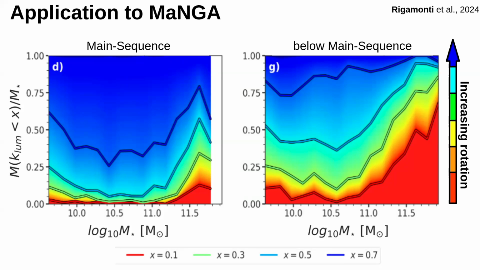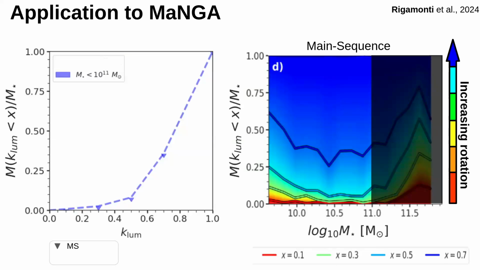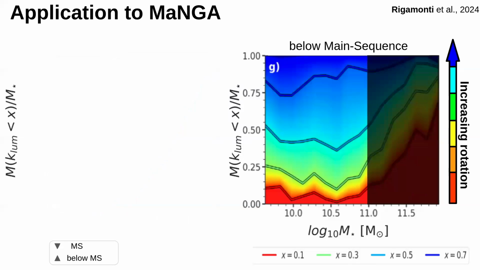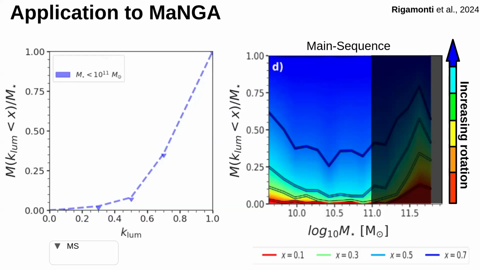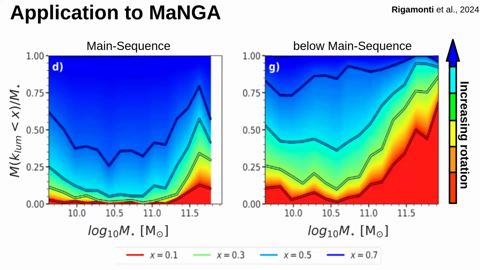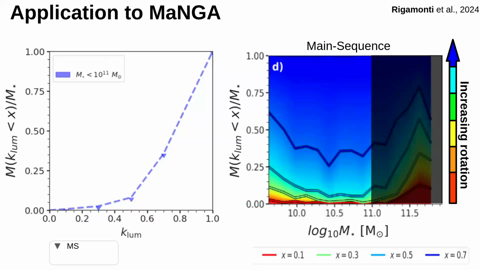We would like to somehow quantify that difference between below main sequence and main sequence galaxies. And the way we thought of doing that was by considering just galaxies at lower masses, integrating over mass and plotting as a function of the different thresholds. If you do that for the main sequence and you do that for below main sequence galaxies, the difference between these two lines is actually the difference that you wanted to quantitatively compute before. Okay.